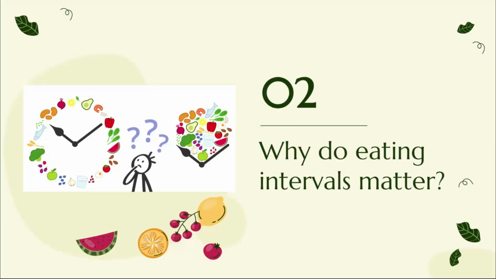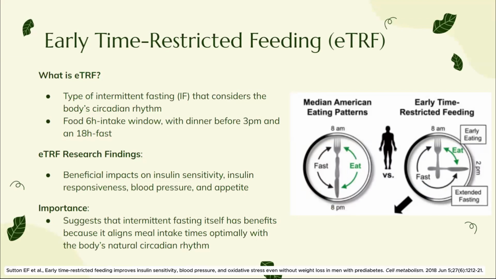So now we will talk a little bit more about the importance of the eating interval and how it impacts your blood glucose level. An extension of the intermittent fasting technique is something called early time-restricted feeding, which is another feeding technique that incorporates elements of the intermittent fasting principles, as well as consideration for the body's natural circadian rhythm. The key elements of this technique are that food is only eaten within a 6-hour intake window, and dinner happens before 3 p.m., followed by an 18-hour fast between feeding intervals.